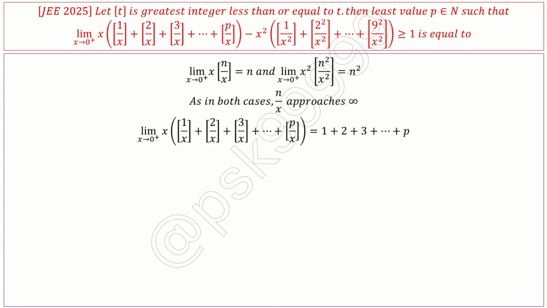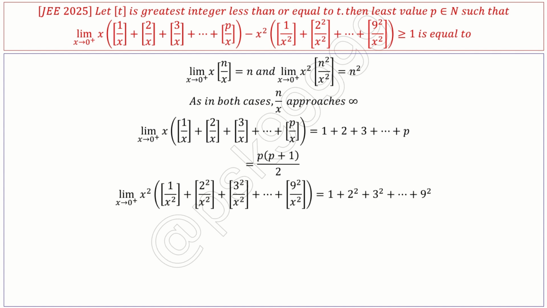If you see the given expression, the first part will become x times [1/x] plus [2/x] up to [p/x], which will become 1 plus 2 plus 3 up to p. And p is the natural number which is given, so this is equal to p into p plus 1 by 2. The second part, limit x tends to 0 plus x square times [1/x²] plus [2²/x²] up to [9²/x²], is nothing but 1 square plus 2 square plus 3 square up to 9 square, which is the sum of the first 9 squares of natural numbers, which is n into n plus 1 into 2n plus 1 by 6, which is 9 into 10 into 19 by 6, which is 285.